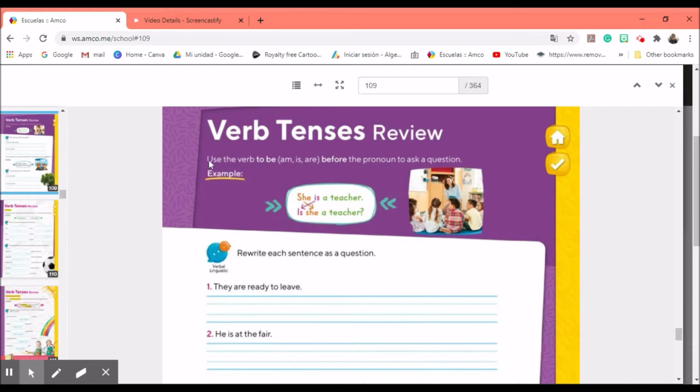Use the verb to be, am, is, or are before the pronoun to ask questions. Here's the example. She is a teacher. Is she a teacher?